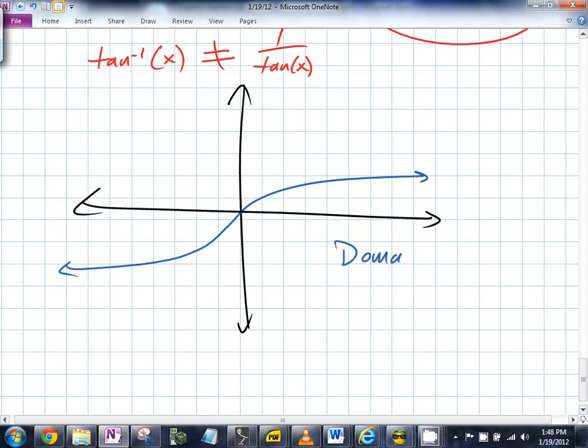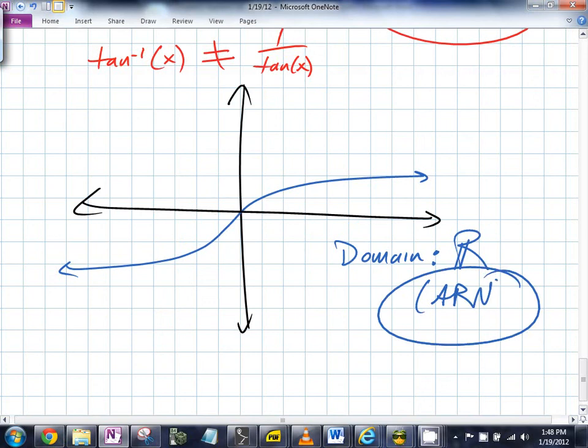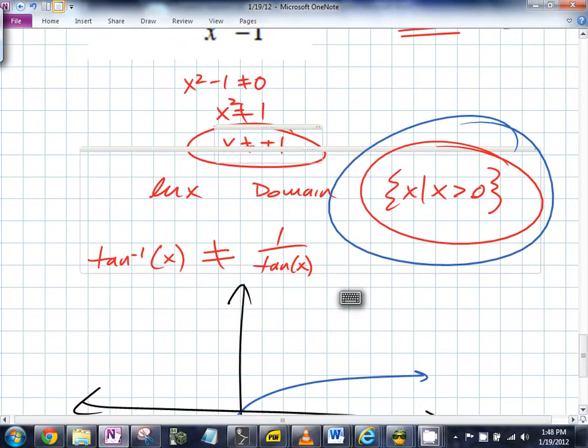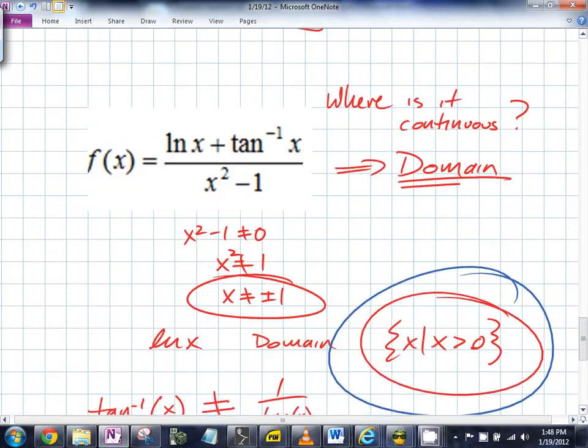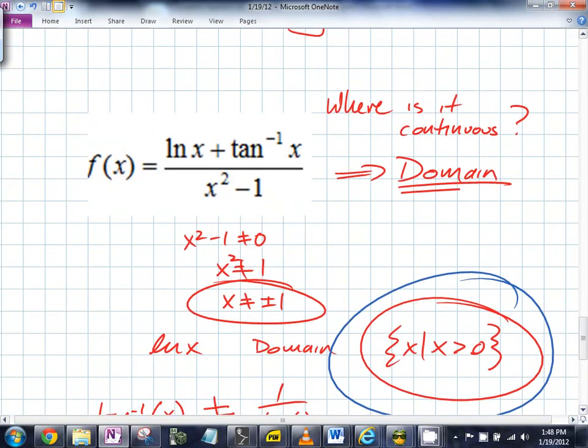Exactly. So the domain is going to be, ready? There's two ways to say it, and I like the way you said it better than how I was going to say it. It's from 0 to 1, union with 1 to infinity, right? Another way to say that is x such that x does not equal 1 and x is greater than 0. It's the same thing. Do you understand why?